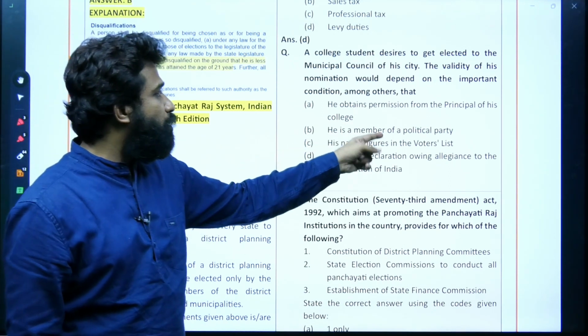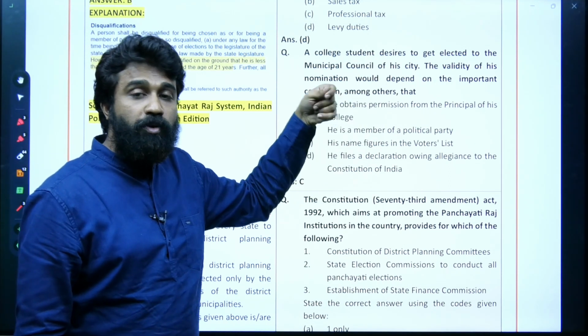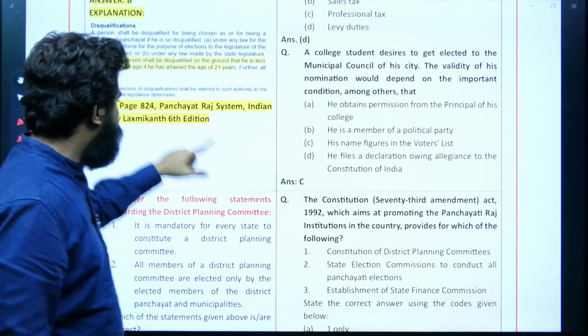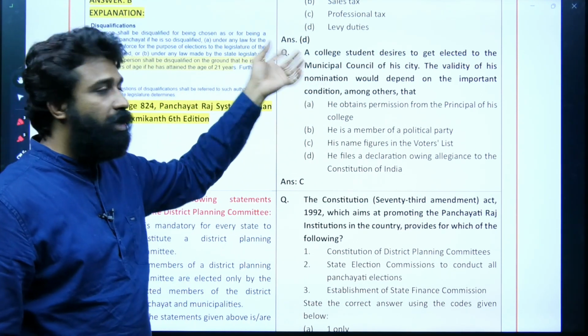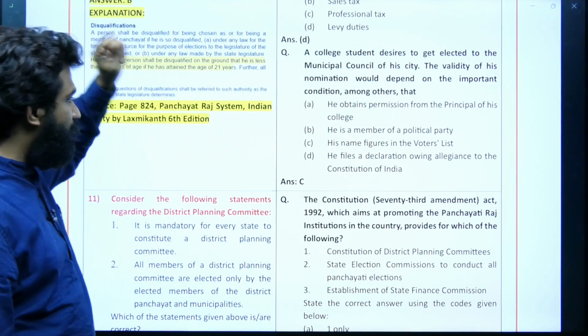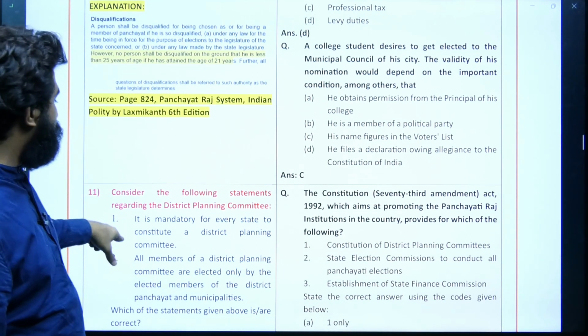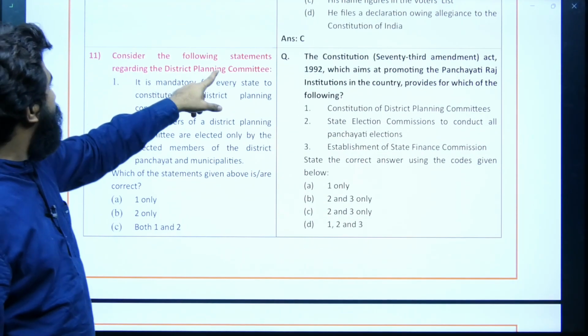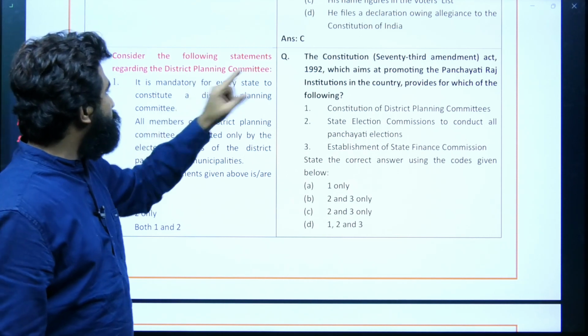Therefore, he is eligible to contest in the municipal elections. This is a case study oriented question and a simple question which was asked 30 years ago. And come to this part again, the 11th question, statements regarding the district planning committee.